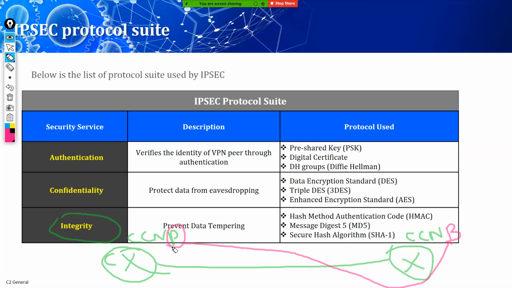To overcome that, we use hashing algorithms. We calculate a hash when we send data, and we send its corresponding hash as well. Once the data is received, we calculate the hash again.